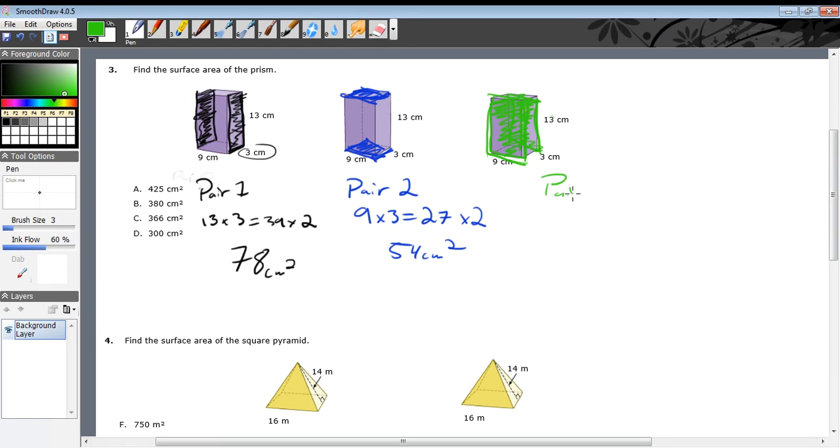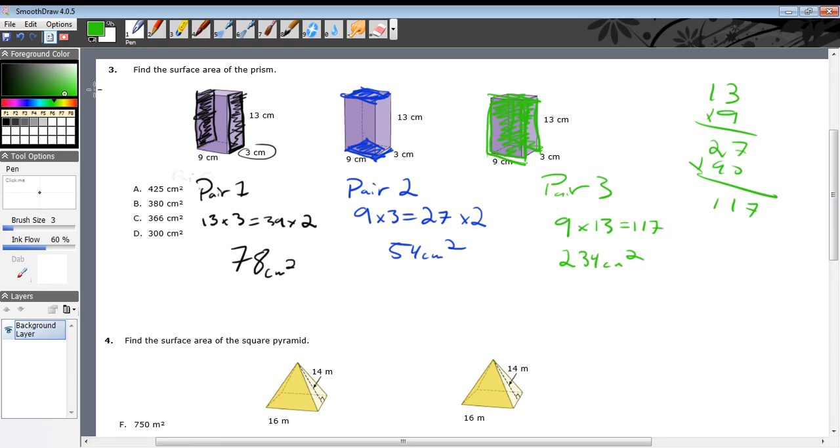This is pair 3, and so it's going to be 9 times 13. I'm going to do that quickly here, just making sure. 27, 90, 117. That's going to be 117. And then we need to multiply that by 2, which is going to be 234 centimeters squared.